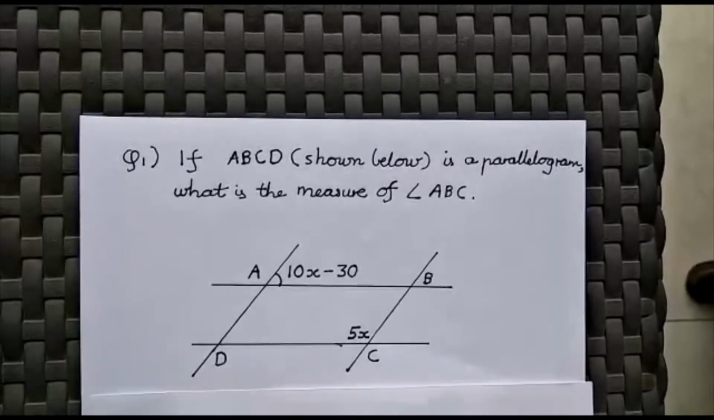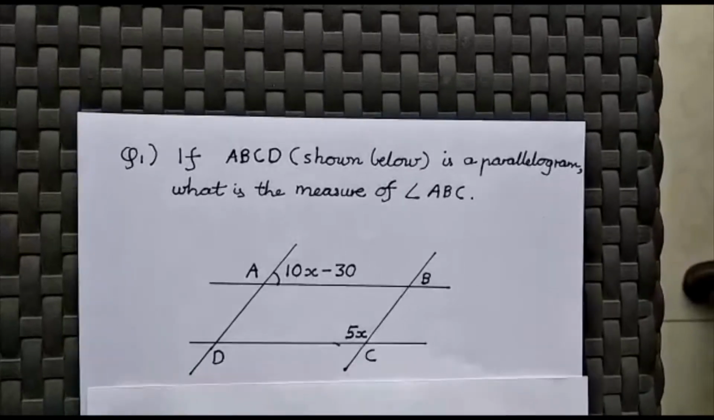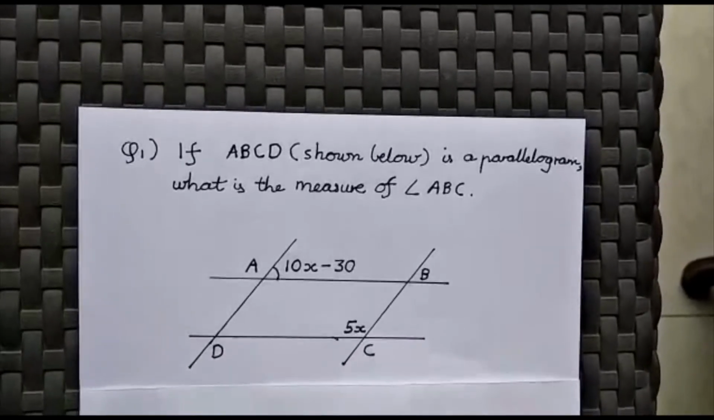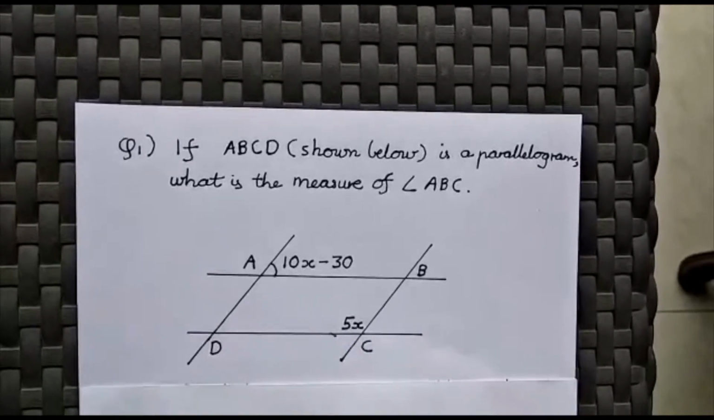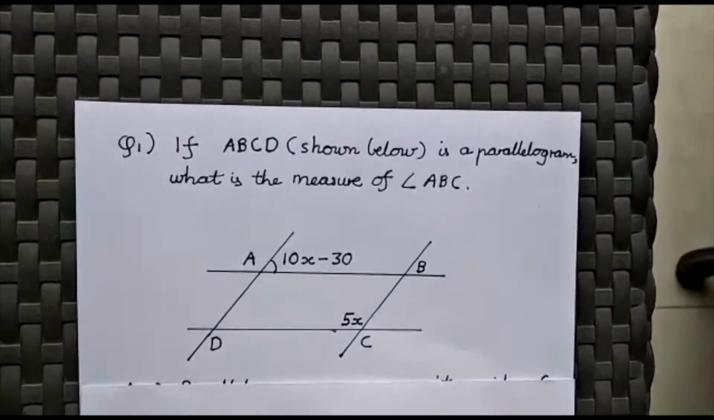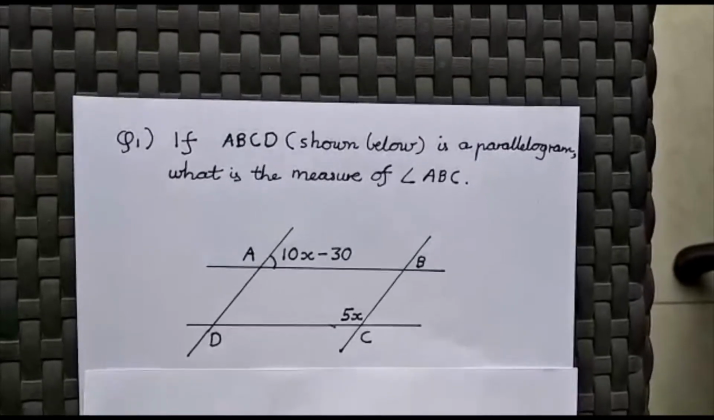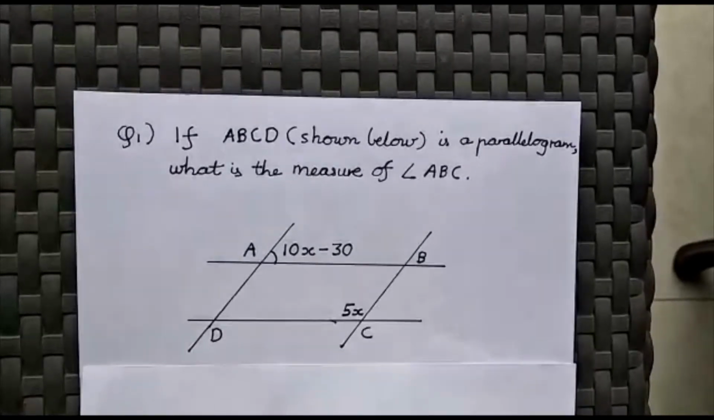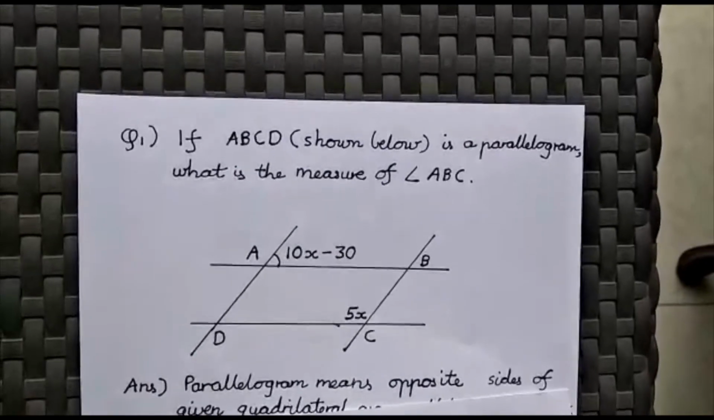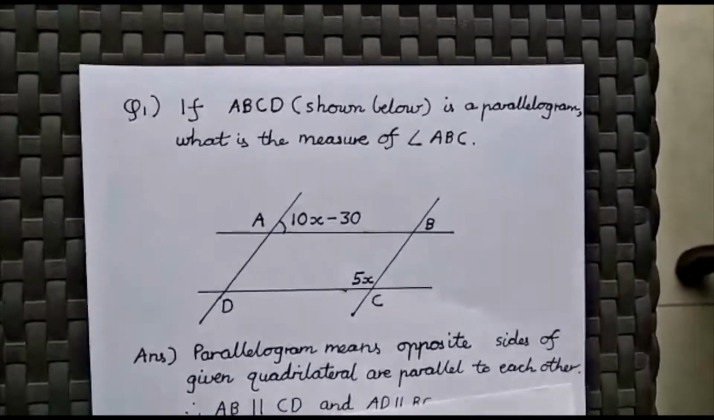Now I'd like to discuss a couple of problems with you. So here's the first one. If ABCD is a parallelogram, find the measure of angle ABC. Since quadrilateral ABCD is a parallelogram, we know that AB is parallel to CD and AD is parallel to BC.